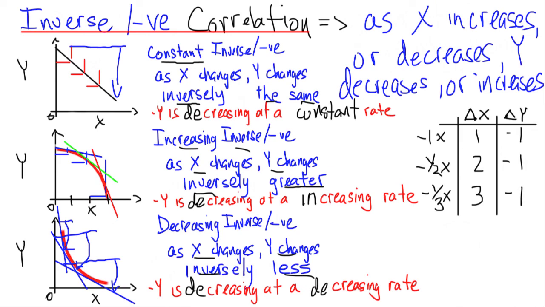So in all of these circumstances, the curve slopes downwards, or from upper left to lower right. The curve is straight when there is a constant inverse correlation. It is bowed outwards when there is an increasing inverse correlation. And it is bowed inwards when there is a decreasing inverse correlation.